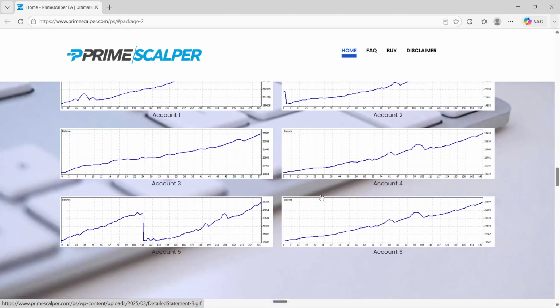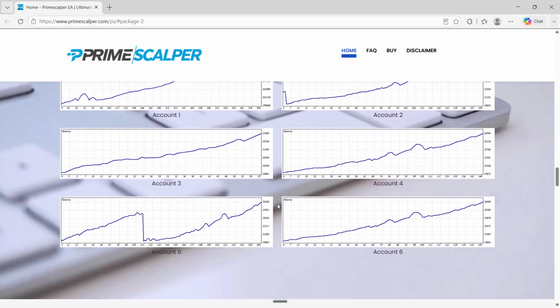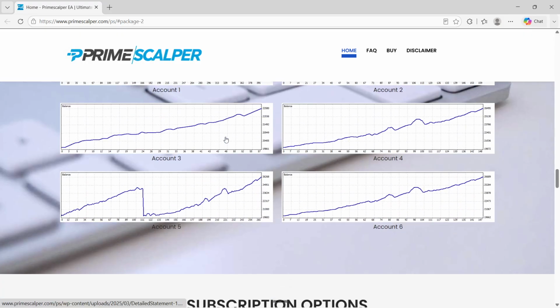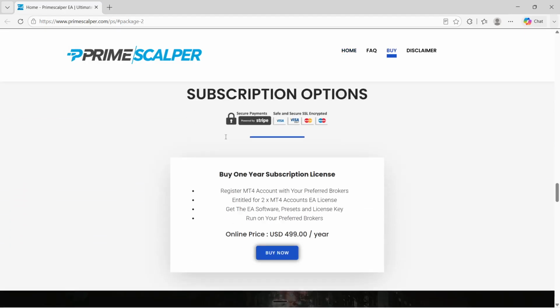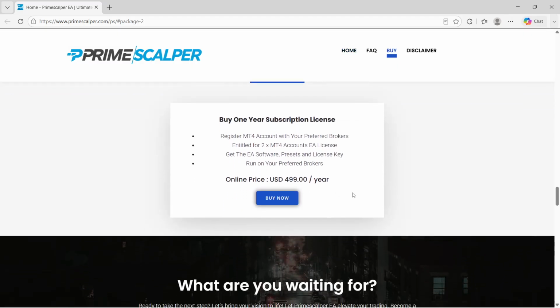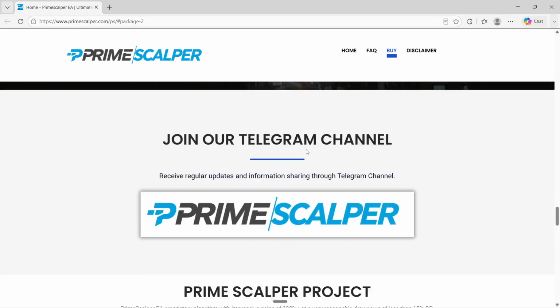So most of the movements look smooth. Out of the 6 accounts presented here, you can see all of them ended up in good gains. As always, we can't really tell how many accounts were used in total before this could come out. So, like I said previously, we have to take what we see here with a pinch of salt. The online price for the EA is 499 US dollars per year. You need to register an MT4 account with your preferred broker, and you can get the EA software, presets, and license key, and then run it on your preferred broker.